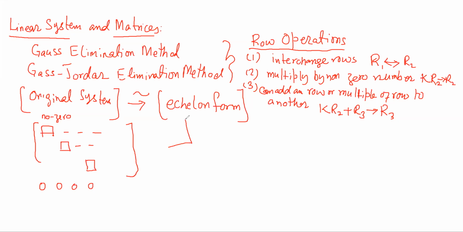So that is the echelon form, okay? Echelon or echelon, whatever way you want to call it. So the purpose of the Gauss elimination method is to transform the original system into an echelon form, okay? Whereas the purpose of the Gauss-Jordan elimination method is that it transforms the echelon form or even the original system into a reduced echelon form.